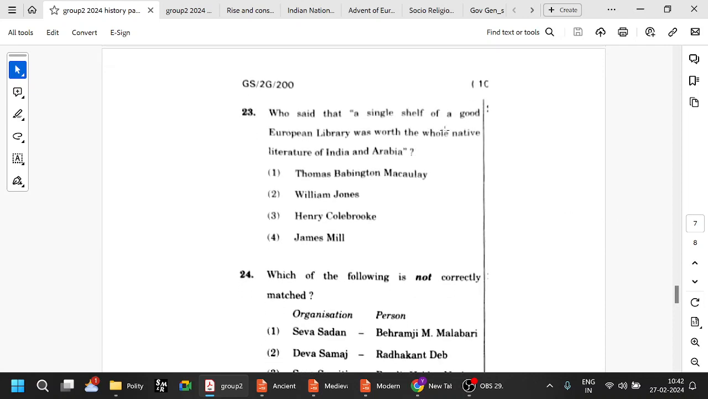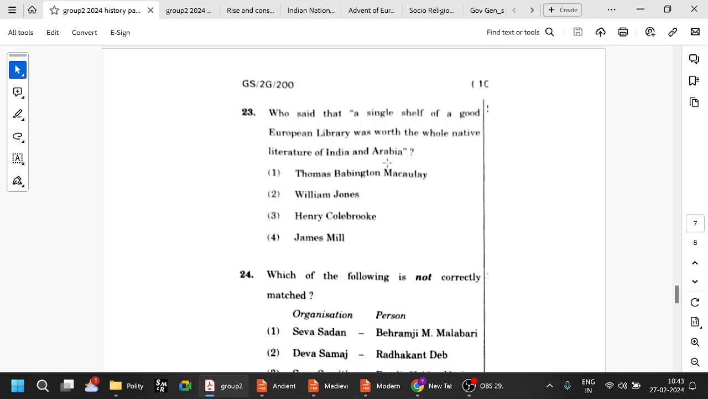So who said that a single shelf of a good European library was worth the whole native literature of India and Arabia? This was said by Thomas Babington Macaulay. Now he was a historian, a British poet, etc. And in those days, the British felt like they were supreme. They felt like they were masters of the whole world, right? They were conquering the whole world at one point.